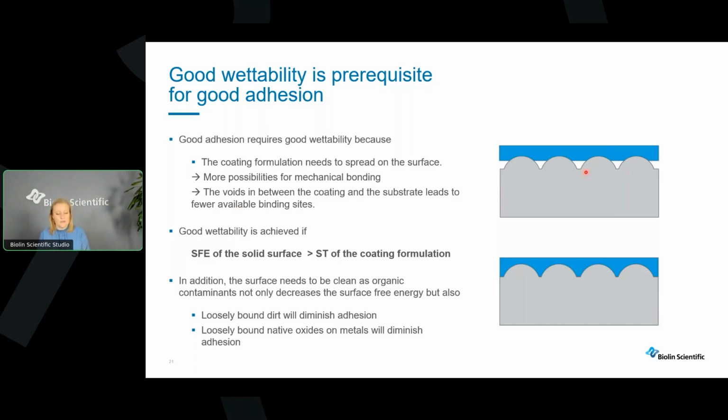Another thing that should be mentioned here is that the surface also needs to be clean. If there are any organic contaminants or loosely bound dirt on the surface, this will of course diminish adhesion, because then the coating formulation is not actually attaching to your substrate, but to the dirt or contamination. In some materials, loosely bound native oxides on surfaces can also be a problem and cause adhesion failures later on.